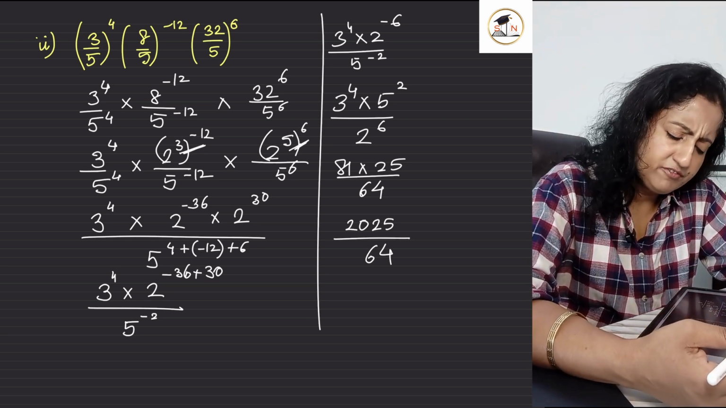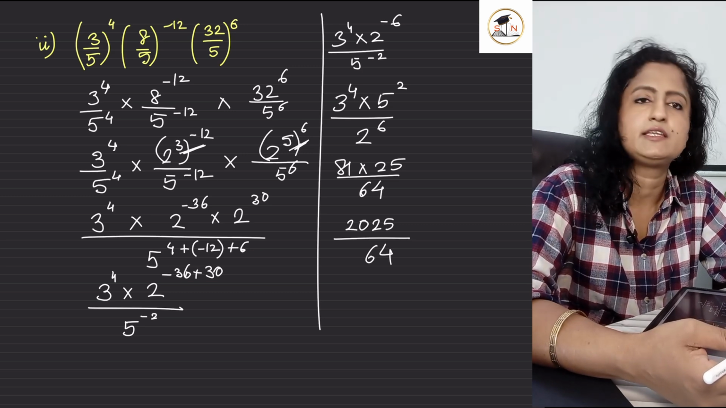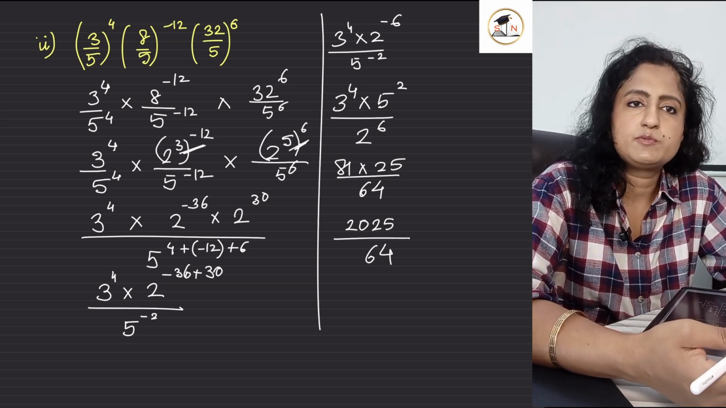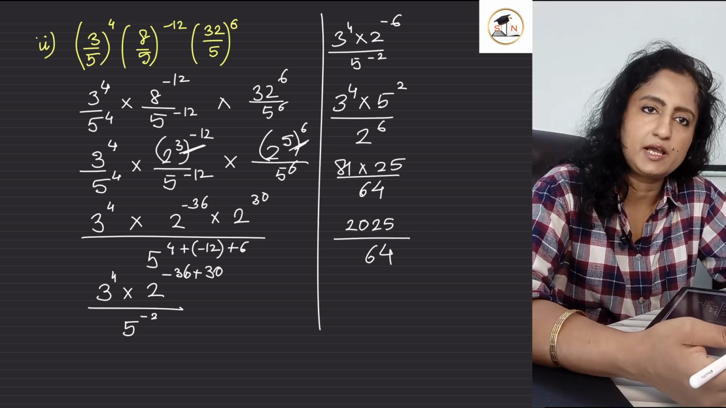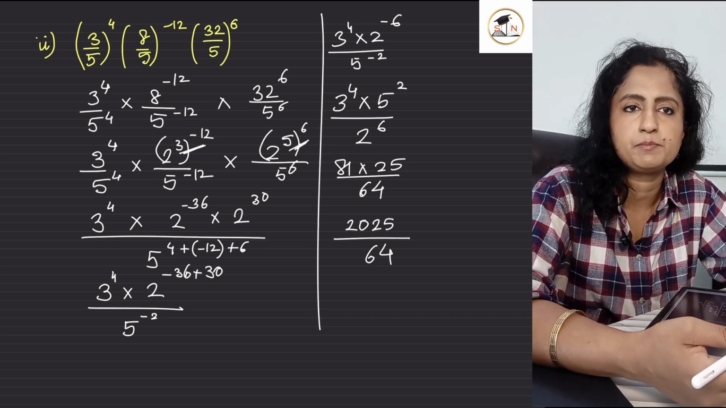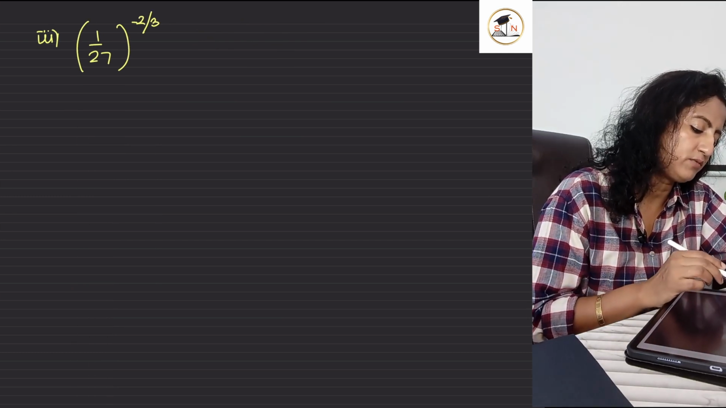This was a bit of a lengthy question, but still a very easy one where we just had to simplify things carefully. Exponents is all about patience. You have to apply the same laws, but carefully and patiently. Okay, let's start with the third now. It is an easier one.